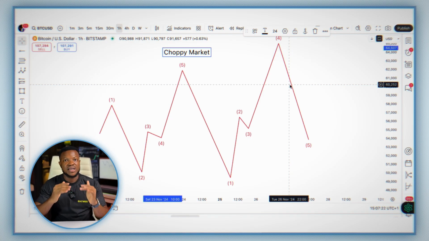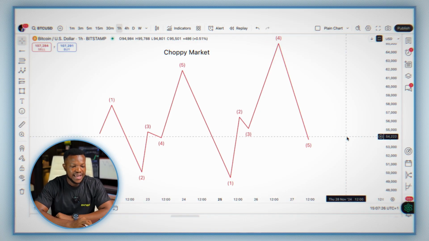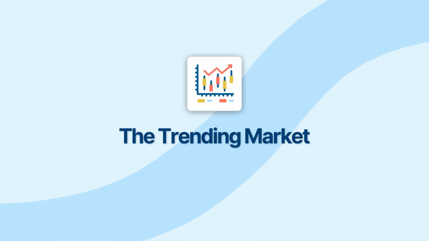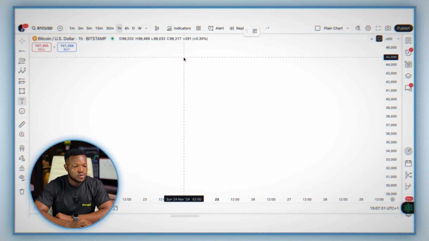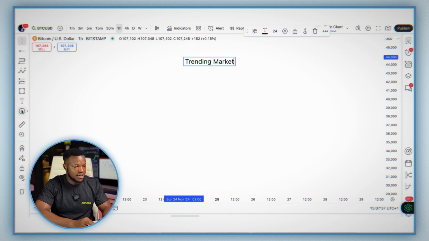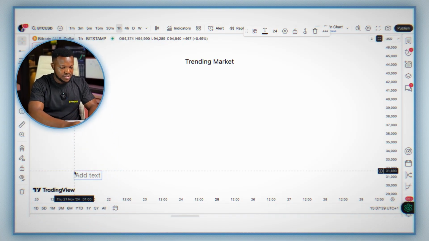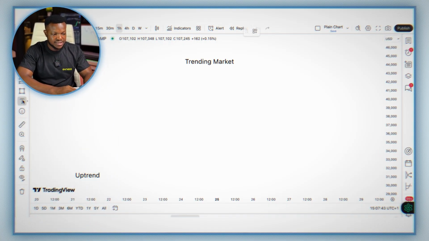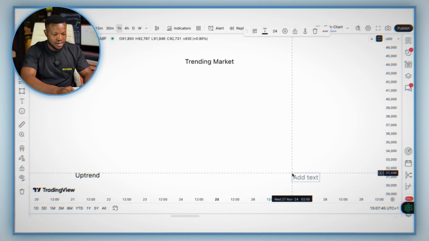Now let's go to the best market condition that you want to trade as a forex trader, and that refers to the trending market. In a trending market, we have two types. There are two types of trending markets. The first is the uptrend, and the second is the downtrend. So I'm going to be showing you the uptrend and the downtrend here.